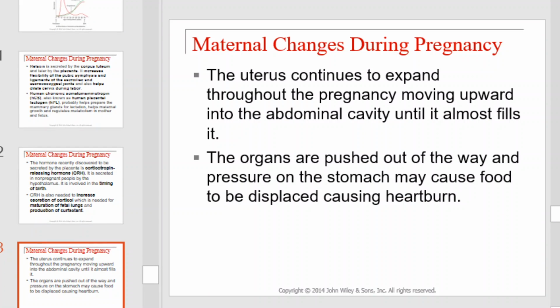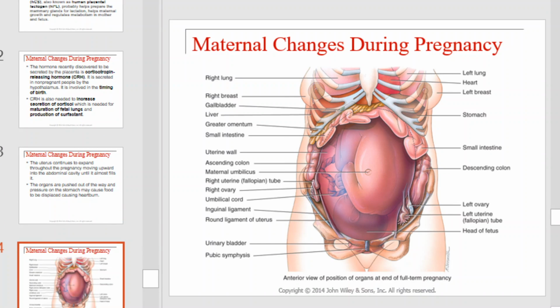The uterus continues to expand throughout the pregnancy, moving upward into the abdominal cavity until it almost fills it. The organs are pushed out of the way, and pressure on the stomach may cause food to be displaced, causing heartburn. This is a graphic illustrating that event.